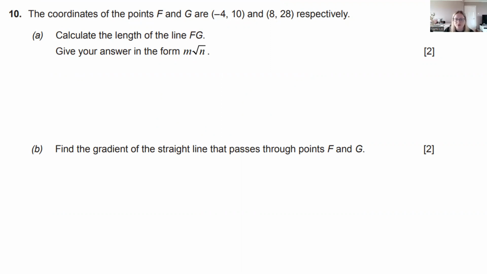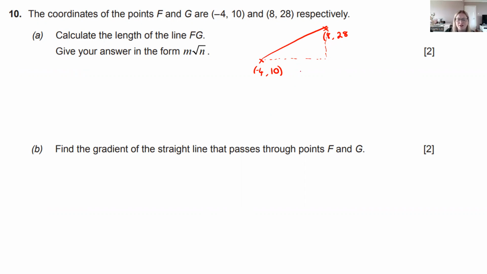Whenever you see any questions with coordinates, and this will be good for when you're doing A-level as well, just plot them, just draw them out basically. So -4 and 10, and 8 and 28. The reason why I plot them out, you don't need to draw your graph or everything, it just makes it easier to calculate, especially when we're working with our right angle triangles.